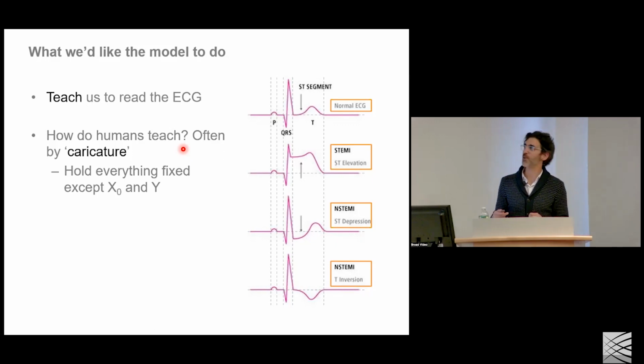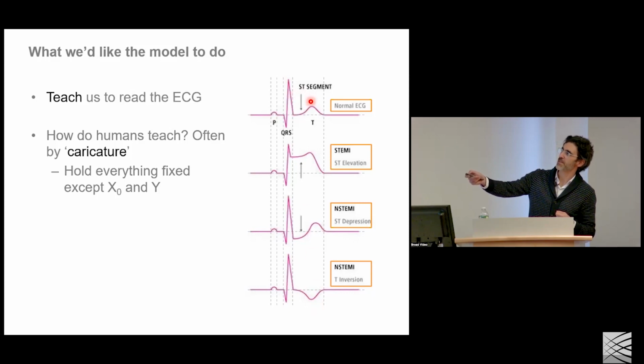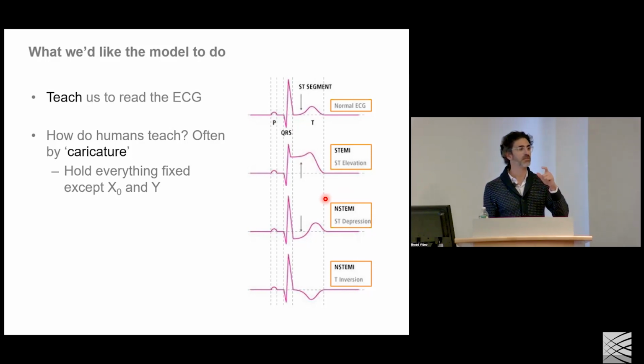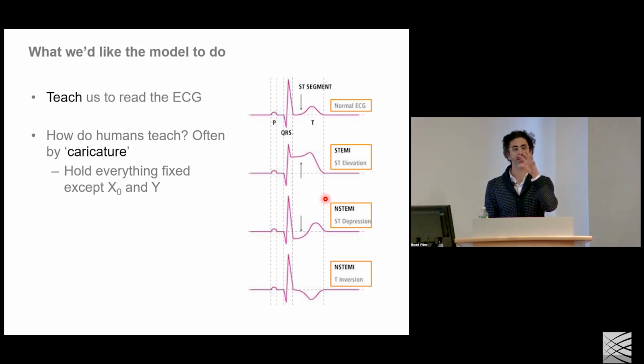So how do we do that? Well, this is a classic teaching material. This is not a real ECG. They start with a normal ECG, and then they say, okay, this part goes up. Notice everything else is constant. So this goes up, this goes down. That's how we learn. There's lots of potential things that can be different. Some things need to be held fixed that aren't important, and other things need to be changed so that we can focus on them and learn.